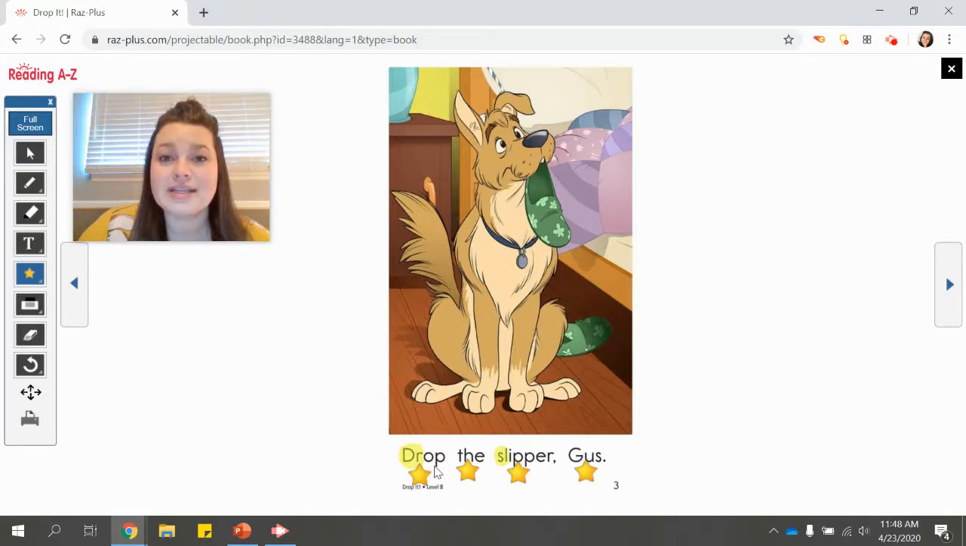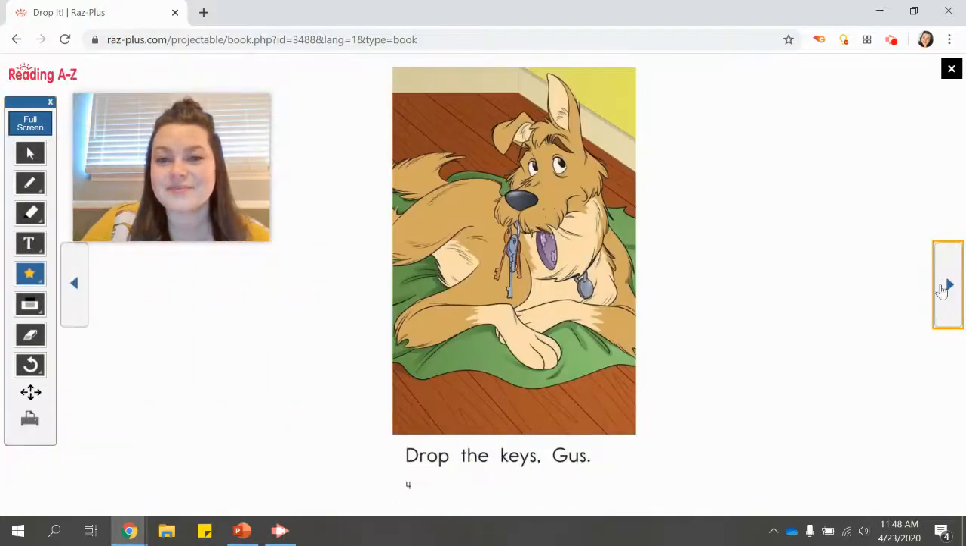So let's reread together before we go to the next page. Here we go. Drop the slipper, Gus. All right, now you are going to read and then I will read.